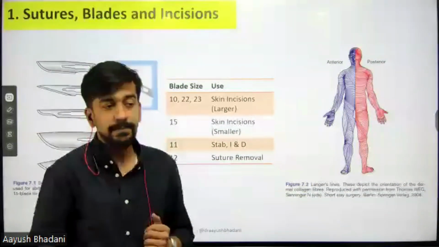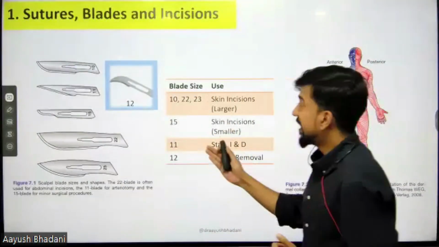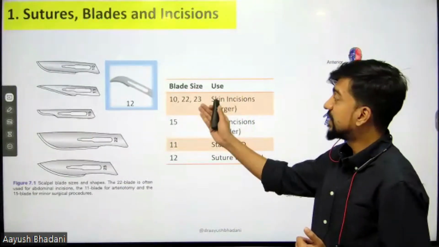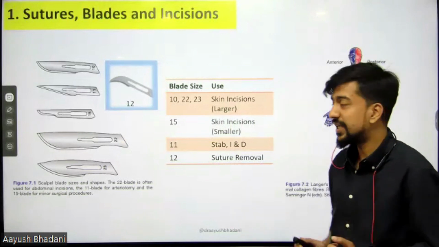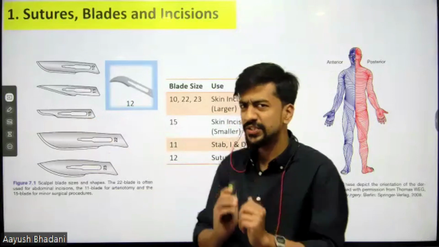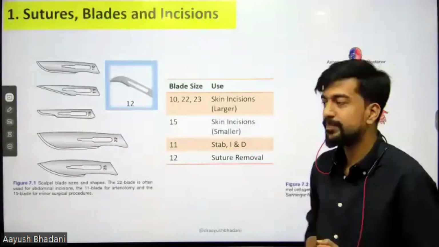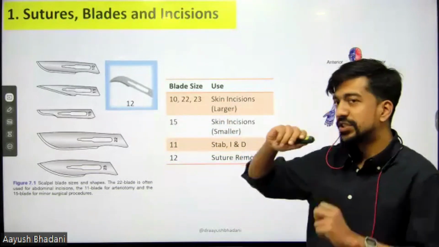So how do we open it up? Is what comes as blades. So we have basically 5 main blades. We have 10, 22, and 23, which are the main skin incisions or the larger skin incisions blade. We have the 15 number blade for smaller incisions, something like a thyroidectomy, something like a parotidectomy. We have the 12 number blade, which is a curve.